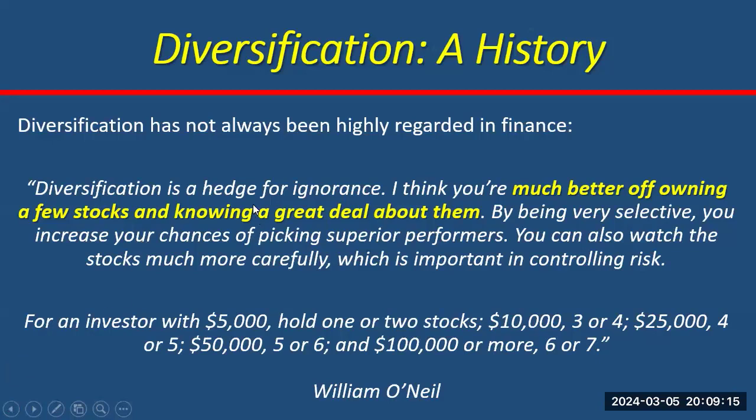He says diversification is a hedge for ignorance. I think you're much better off owning a few stocks and knowing a great deal about them. By being very selective, you increase your chances of picking superior performers. You can also watch the stocks much more carefully, which is important to controlling risk. For an investor, 4 or 5, 6 or 7 stocks. So what is he arguing? Familiarity is far more important than diversification. You're far better off knowing what you have than diversifying a bunch of stuff that you kind of know. That's pretty radical.